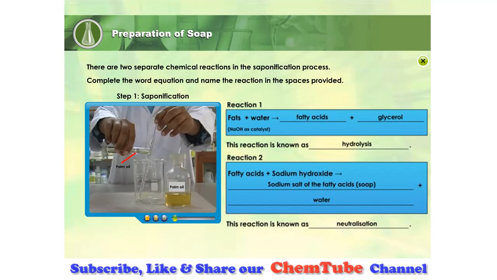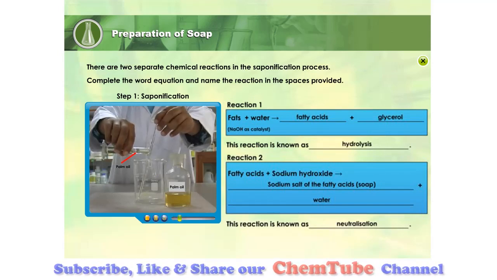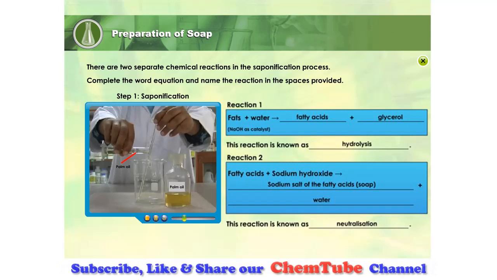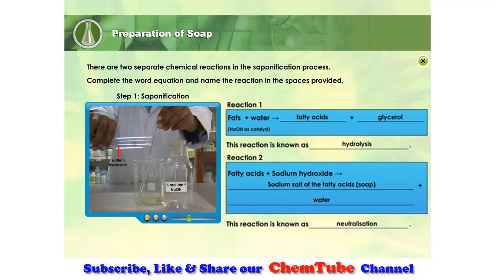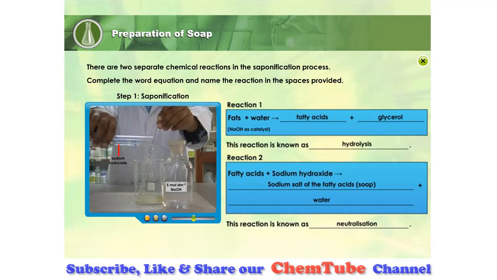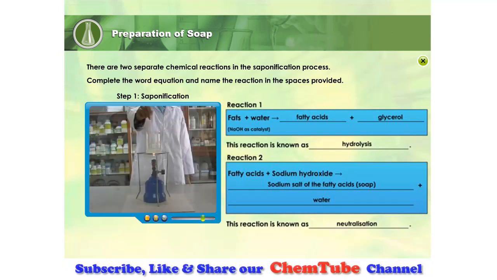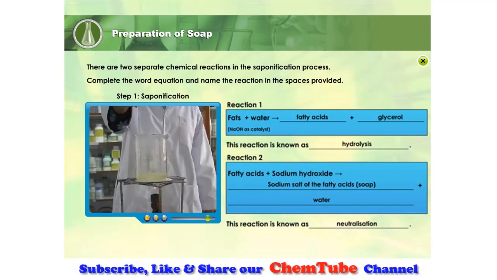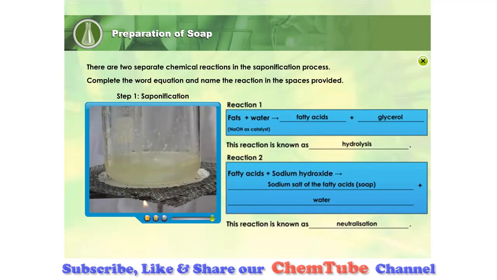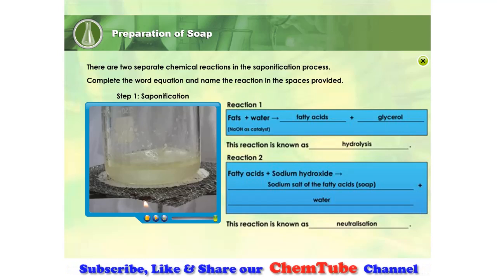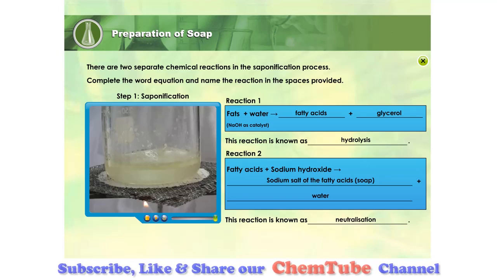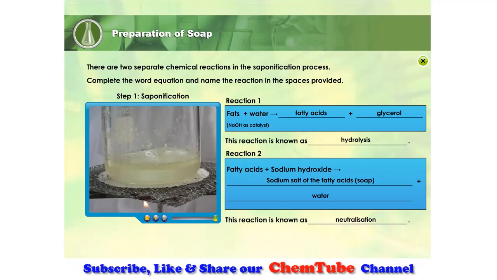Step 1. Saponification. Pour 5 cubic centimeters of palm oil into a beaker. Add 30 cubic centimeters of 5 mol per cubic decimeter sodium hydroxide solution to the palm oil. Boil the mixture for about 10 minutes while stirring with a glass rod. There are 2 separate chemical reactions in the saponification process. At the end of saponification, the solution now contains glycerol, excess sodium hydroxide, and soap.